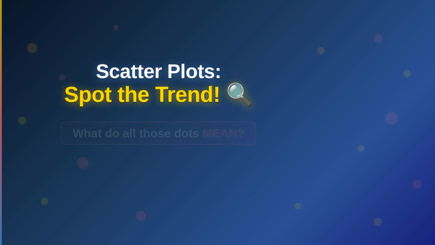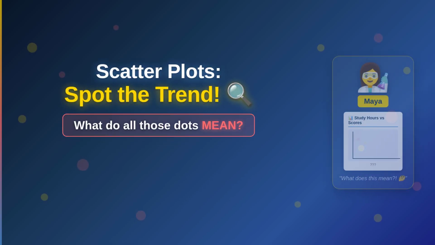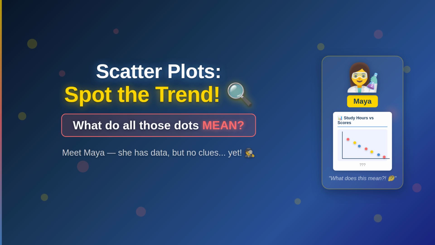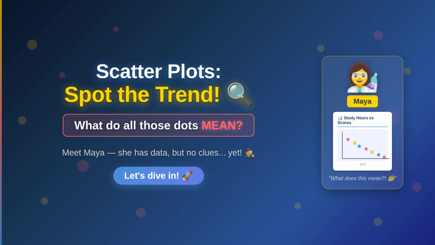Meet Maya. She's working on a science fair project. She's collected data on how many hours students study versus their test scores. She's got a chart full of dots and no idea what they mean. Sound familiar? Well, by the end of this video, Maya and you will know exactly how to read scatter plots and spot trends like a data detective.